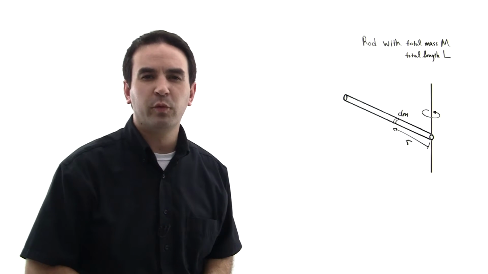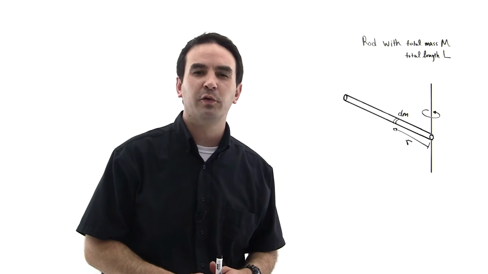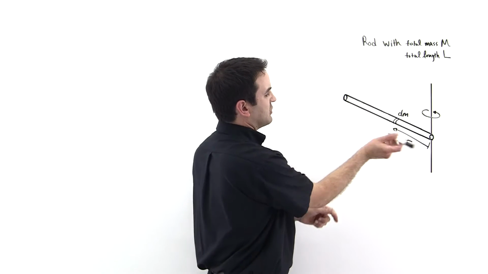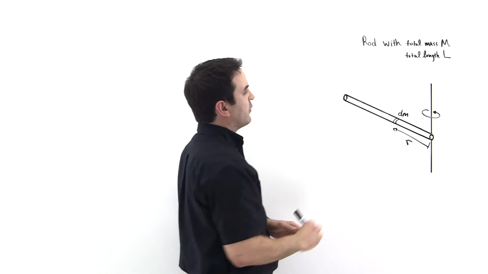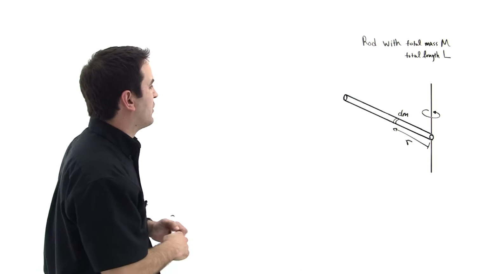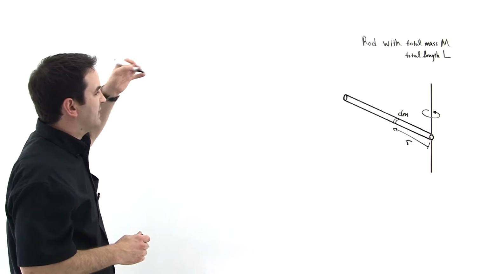We're given a rod with total mass capital M and total length capital L. It's being rotated about one of its ends, so it rotates something like this. We want to calculate the moment of inertia, and we will be driving towards the parallel axis theorem with this exercise.